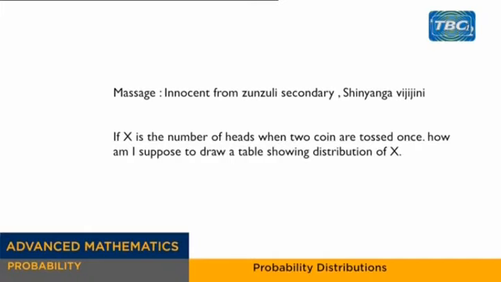Thank you for an amazing presentation. But I need help. If I am given a question that reads, if X is the number of heads obtained when 2 coins are tossed once, how am I supposed to draw a table to represent the discrete random variable H?